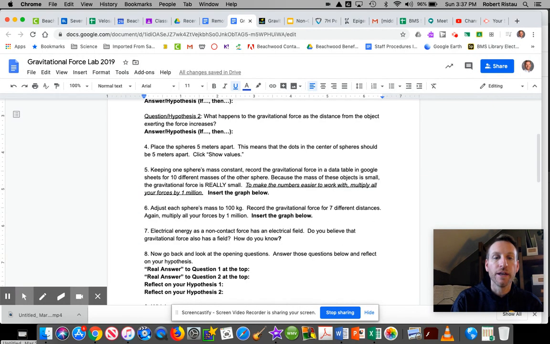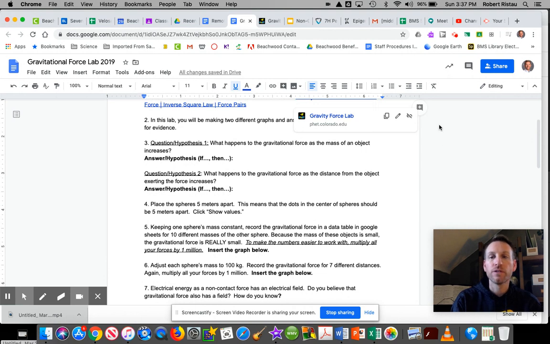And then up at the top here, you have your 2 questions that we are investigating for this experiment using the sim. Question number 1 is what happens to the gravitational force as the mass of an object increases. And then question 2 is what happens to the gravitational force as the distance from the object exerting the force increases. So in other words, you get further away from that object that is exerting the gravitational force. So what happens to the strength?